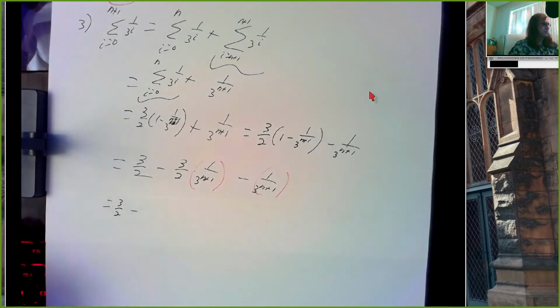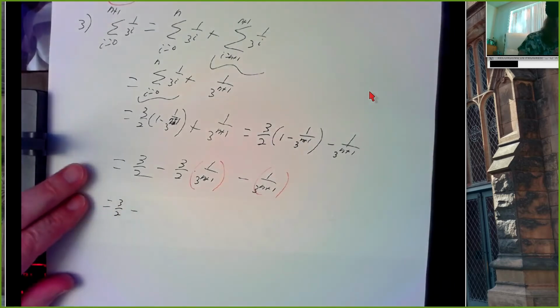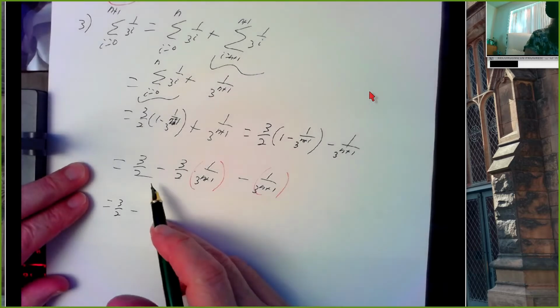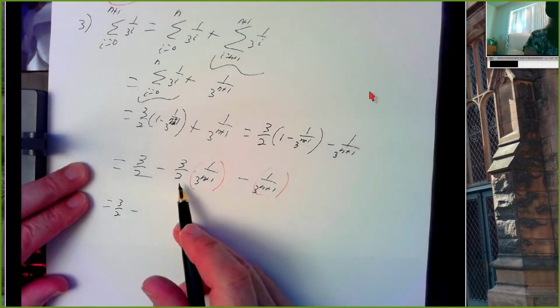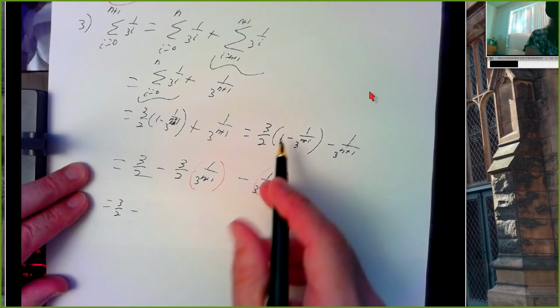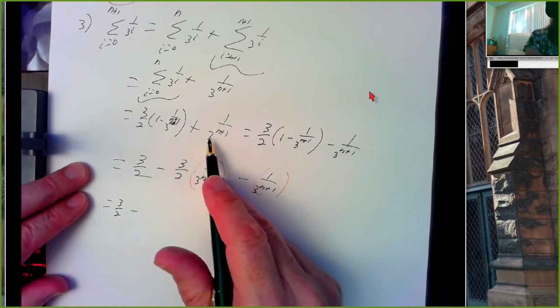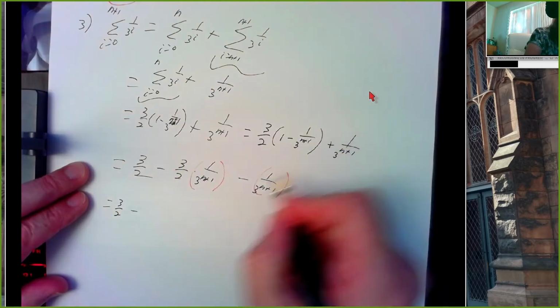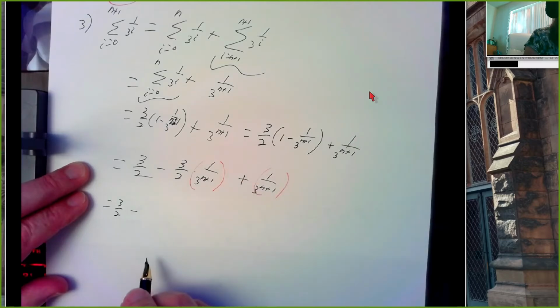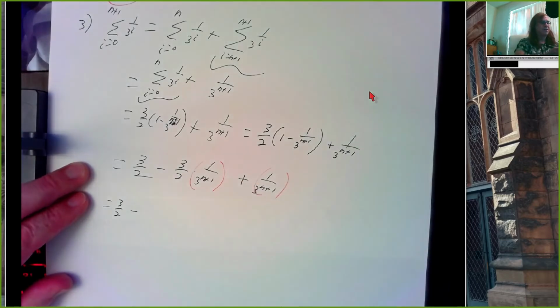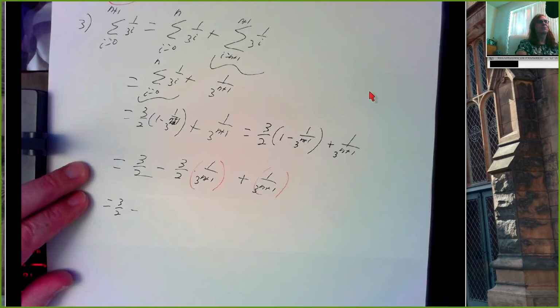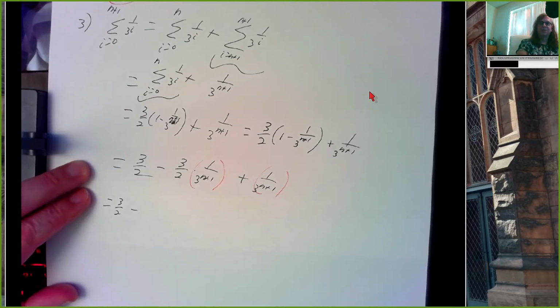Sign flip? Oh, it's very possible. Did it? 3 halves minus that. On your last one, we added it up there and now you're subtracting it. Thank you. Very good. Alright, so yeah, plus 1 over 3 to the n plus 1. That would have cost me the rest of the class.